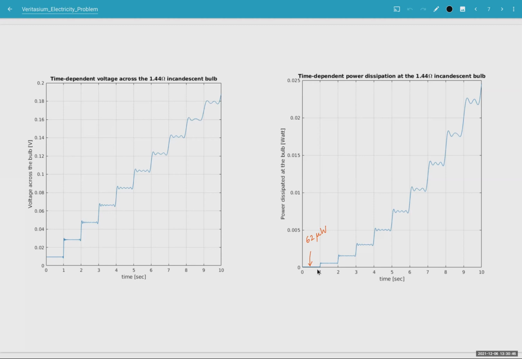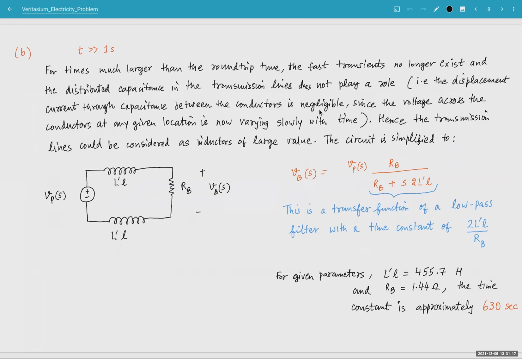Now, between 0 and 1 second, this 0.01 volt is only about 60 microwatt of power dissipation out of the 100 watt. So for a 100 watt bulb, if you have 60 microwatt being dissipated, there is some current flowing there, but basically you won't see the light bulb light up at all. In fact, you won't see the light bulb light up even in 10 seconds. It's 0.02 watt. So let's see what happens at a much longer time scale.